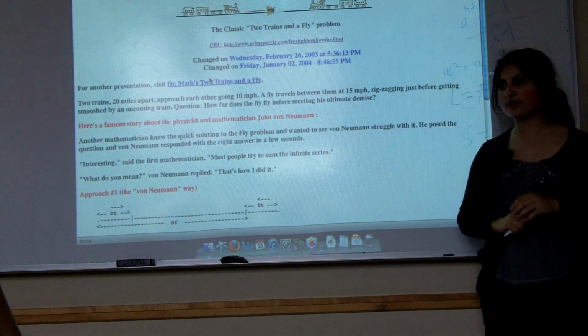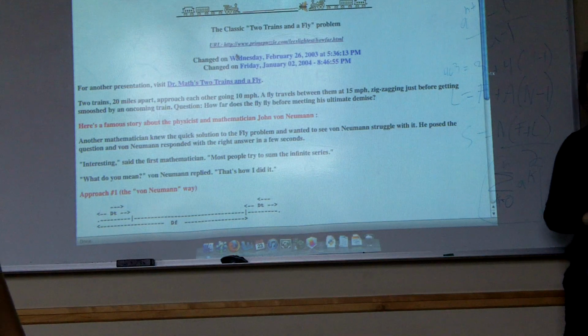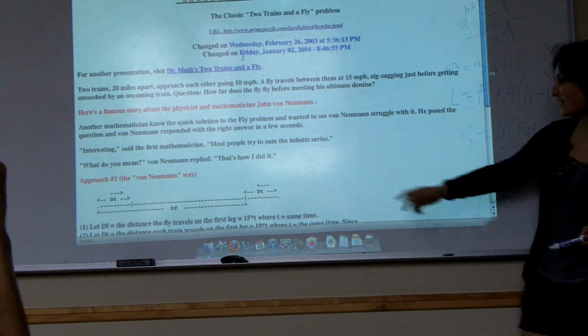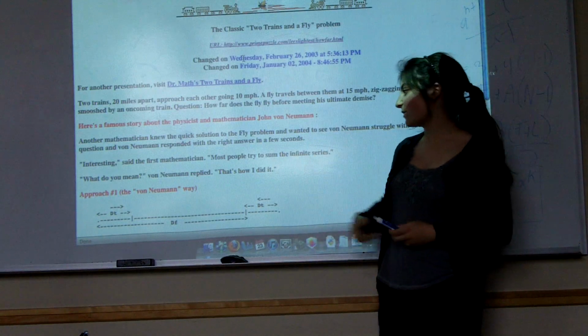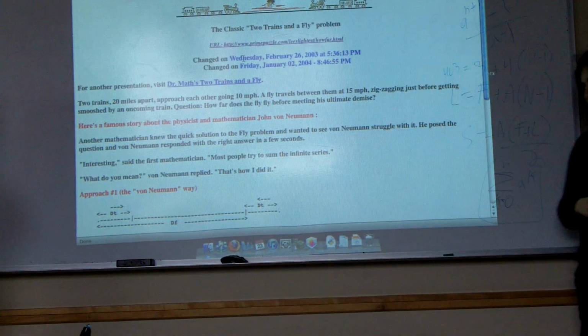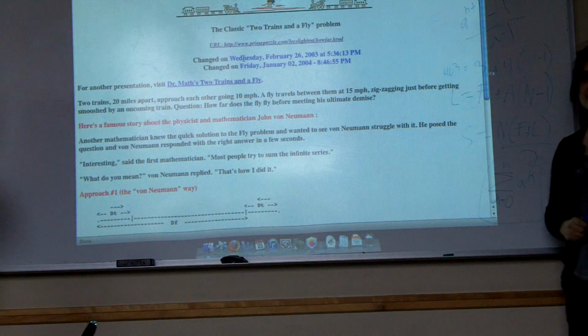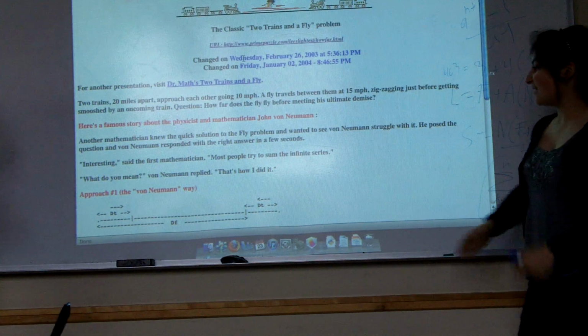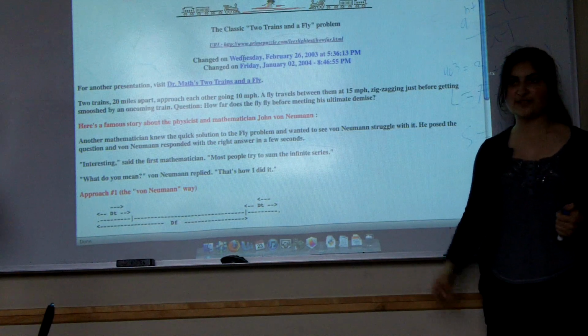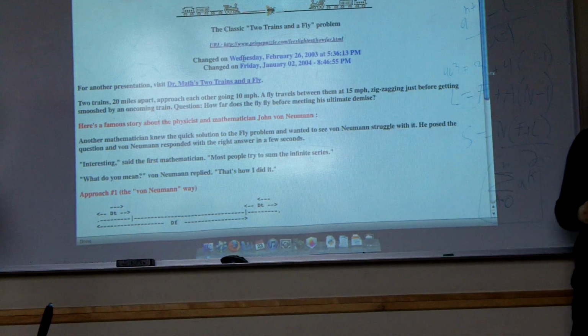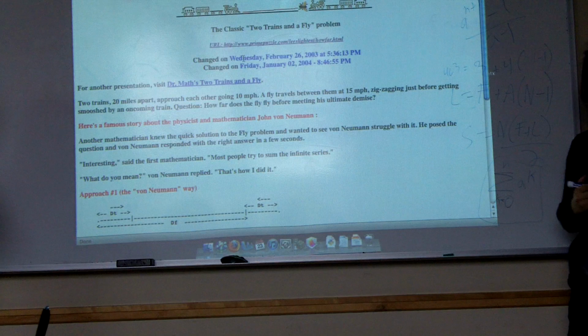So you want to find out what's the distance that fly covers, and if you do the math, you'll realize that it's an infinite geometric series. So there's a famous mathematician, von Neumann, and he was asked this question, and he calculated all in his head in a matter of seconds that the answer was 15. This infinite series would otherwise have taken a long time to write down, but he did it so quickly.